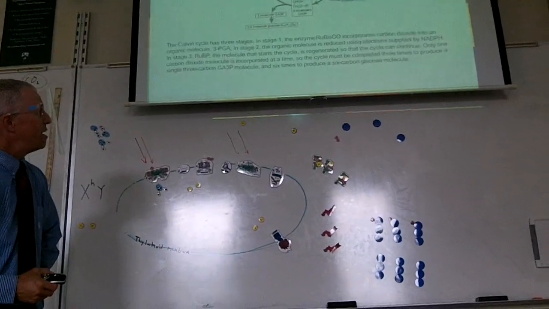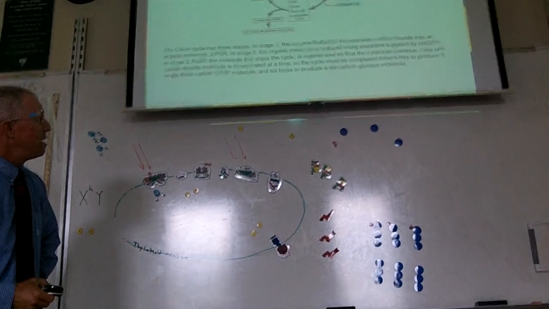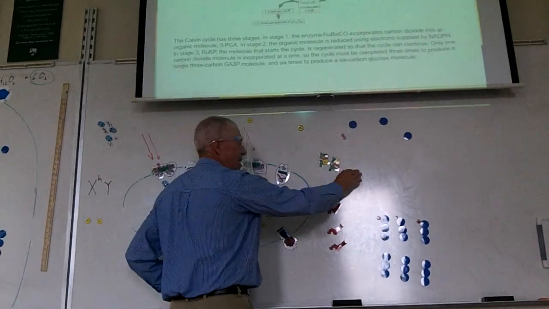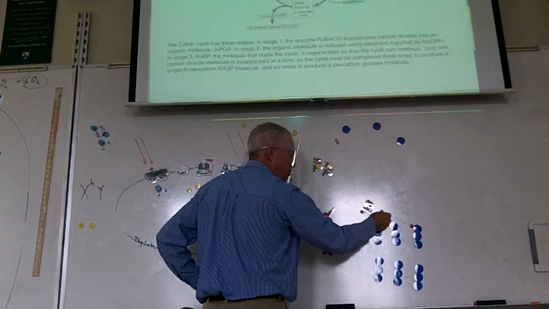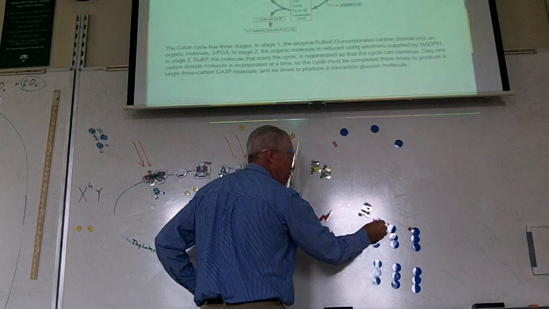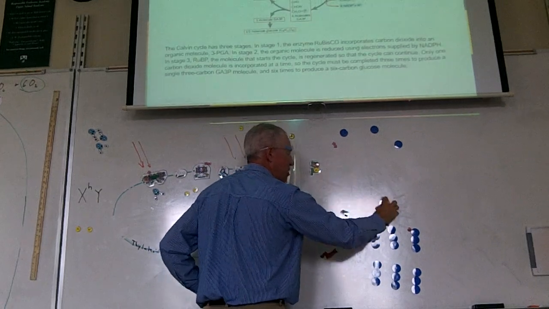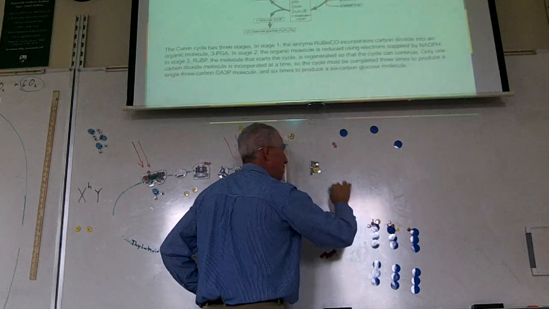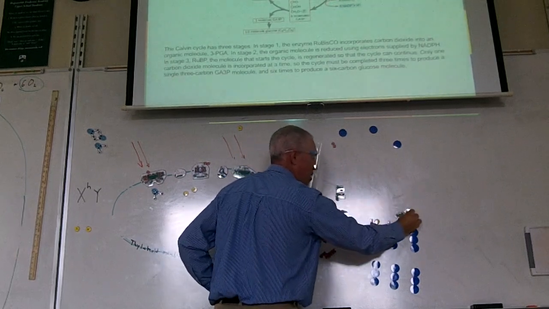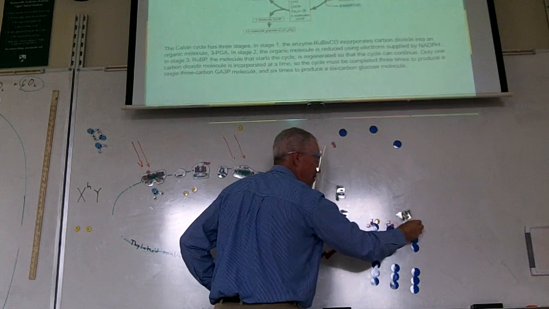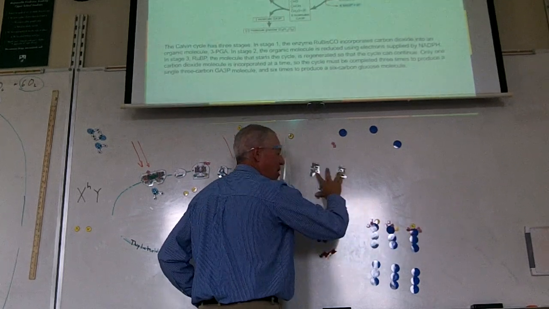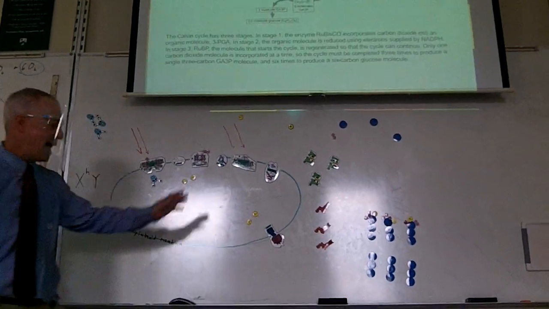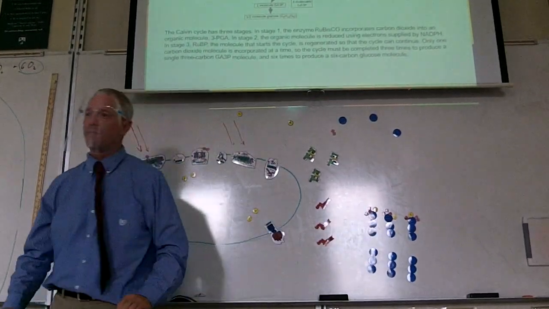A reduction means it's going to take in electrons. And where do the electrons come from? NADPH. Each NADPH comes in and drops off a hydrogen and drops off electrons. And each one of these is going to do that. And that's what the reduction part is. If you pick up electrons, you have been reduced. Your charge has been reduced. It's more negative. And that happens to all 6 of them, not just 3 of them.